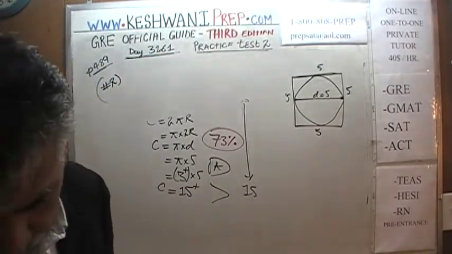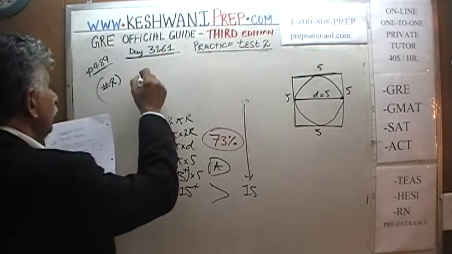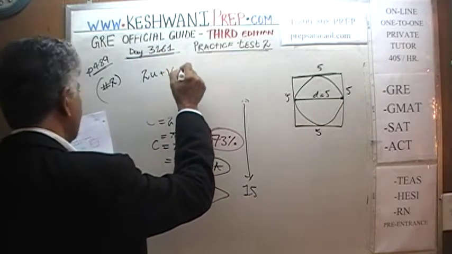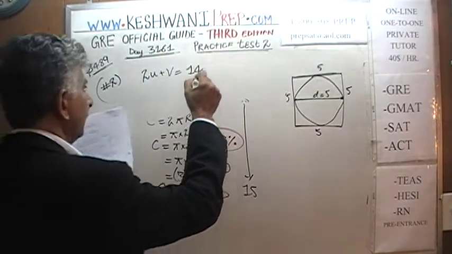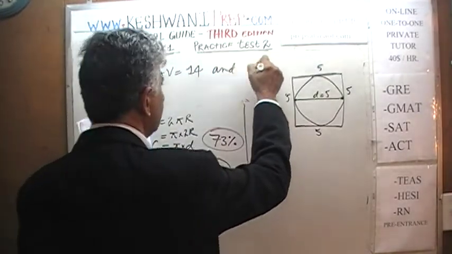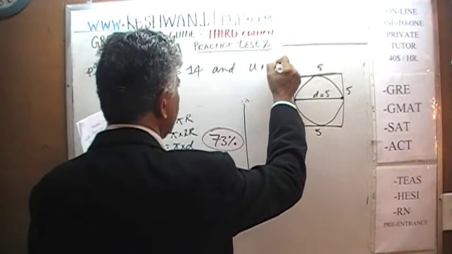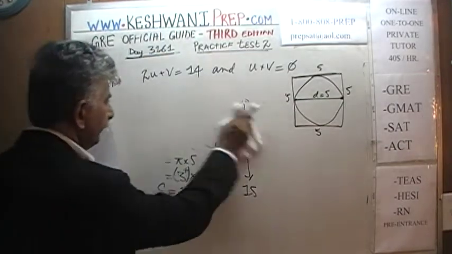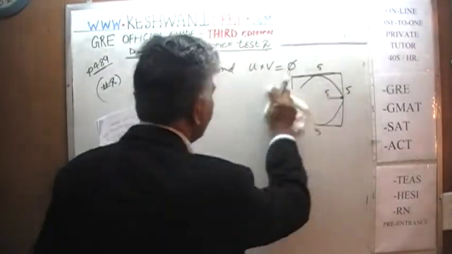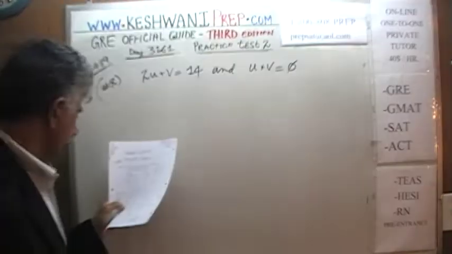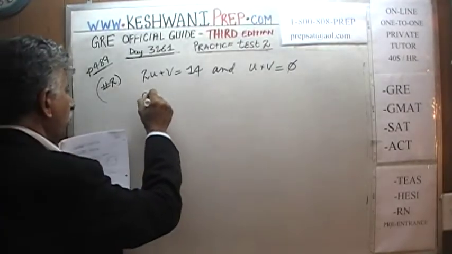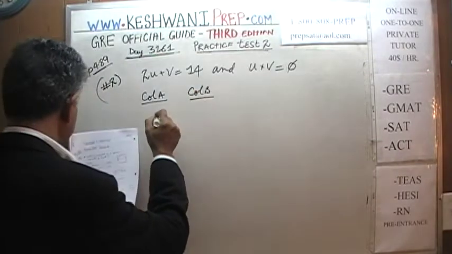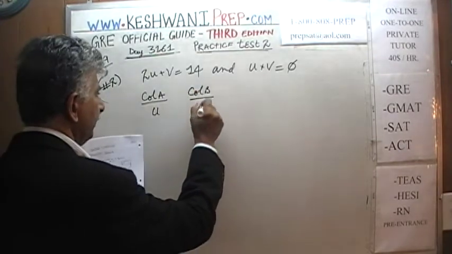Number two says, well, we're given two equations. First equation is 2 times u plus v equals 14. And the second equation that we're told is u times v equals 0. Let's see what we can do. In column A we have quantity u, and in column B we have quantity v.